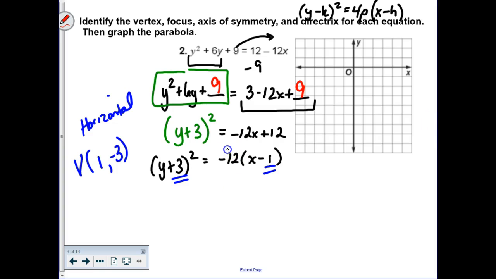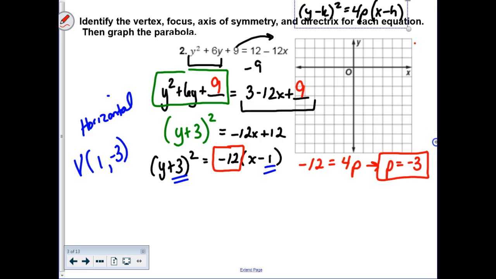Little calculation on your part. Negative 12 is supposed to represent, remember the formula is 4p. So solving for p is negative 3 units. That's very important to my graph, but also my formulas coming up.